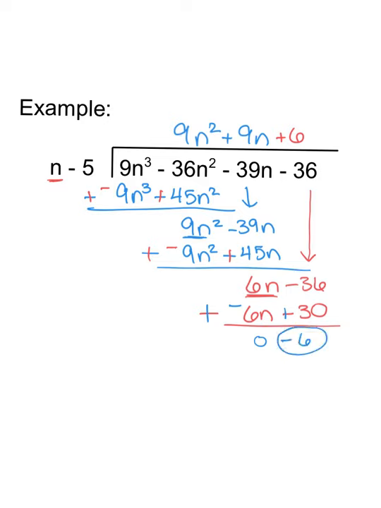So in this case, you get a preview of tomorrow's lesson, because since I have negative 6 left over, that's a remainder. So technically here, my answer is 9n squared plus 9n plus 6. And then because the remainder is negative 6, and we will do a video on this tomorrow, we write it as negative 6 over n minus 5. Don't worry about this part yet, because that is tomorrow's lesson.